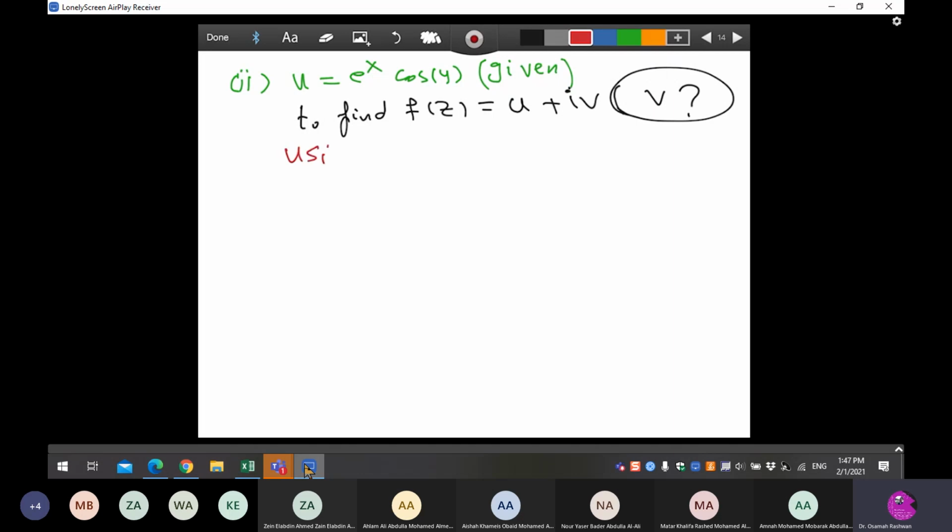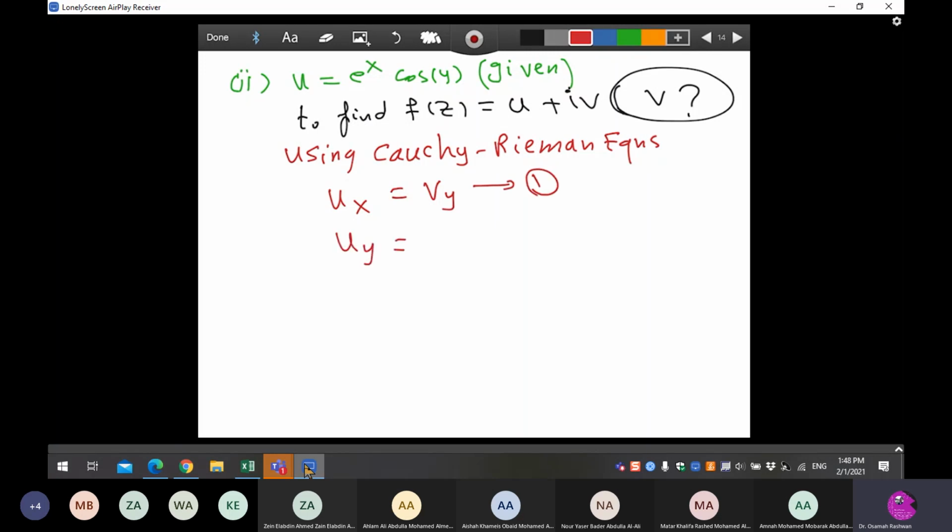How can I get this one? Using the Cauchy-Riemann equations. What are the Cauchy-Riemann equations? Ux equal to Vy, this is number one. And Uy equal to minus Vx, this is number two.